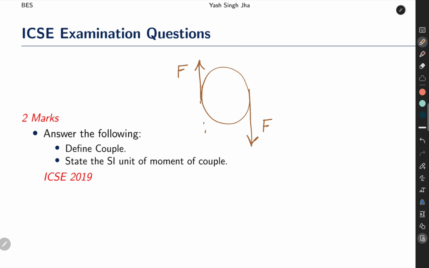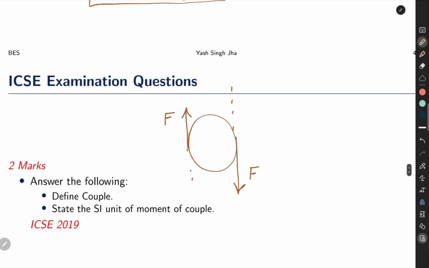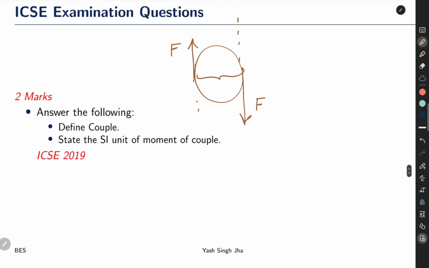It should be parallel at different points. It should not be at the same point. There should be some distance in between the forces. Yeah. Then what is produced is called a couple.